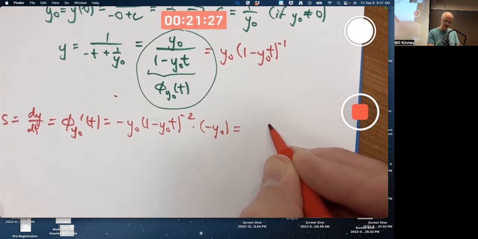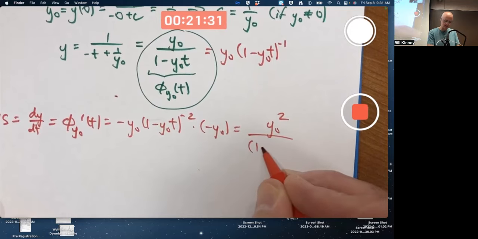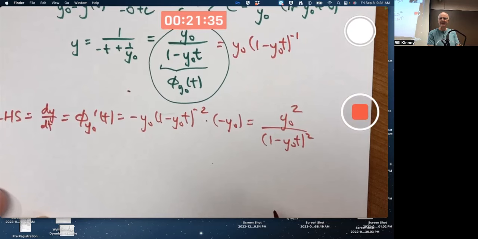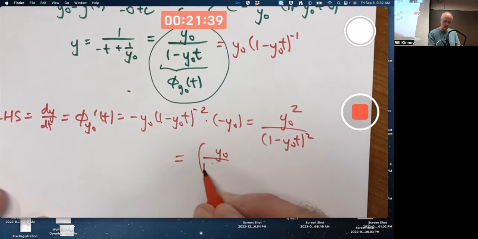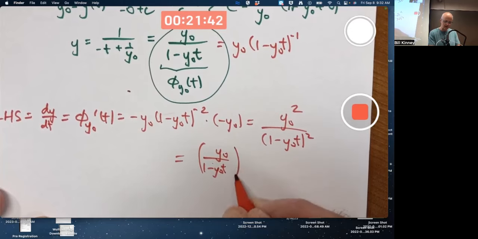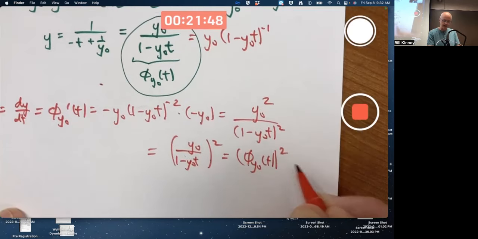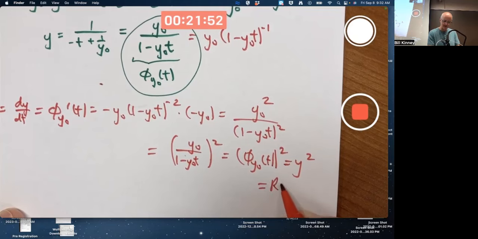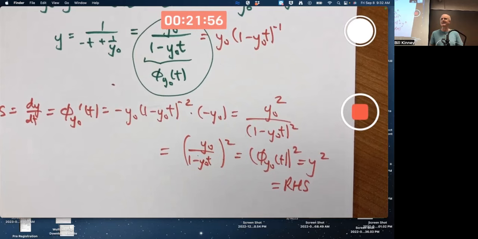Simplify this. We could write it as y naught squared, the negative signs cancel, divided by 1 minus y naught t squared. And hey, you can see this right away. That's the same as y naught over 1 minus y naught t quantity squared. In other words, it is the same as the function squared, which is the right-hand side of the differential equation, y squared. So here I did a verification that it solves the differential equation in one line.